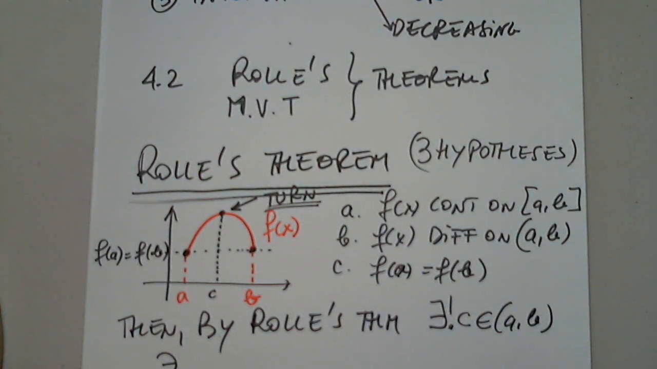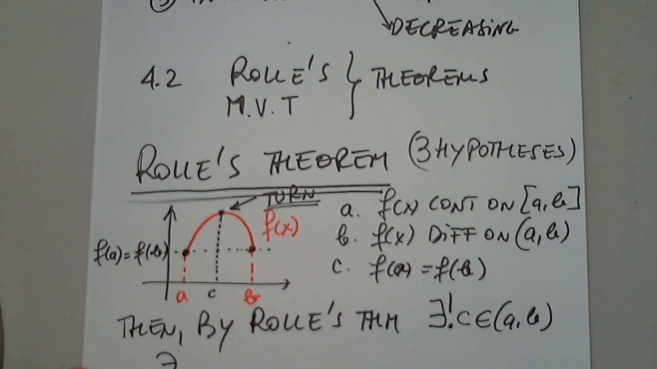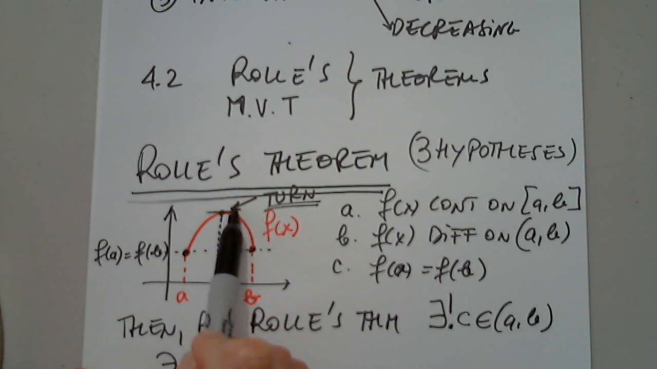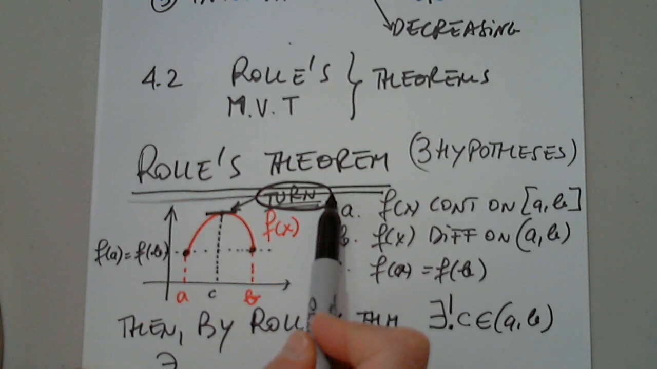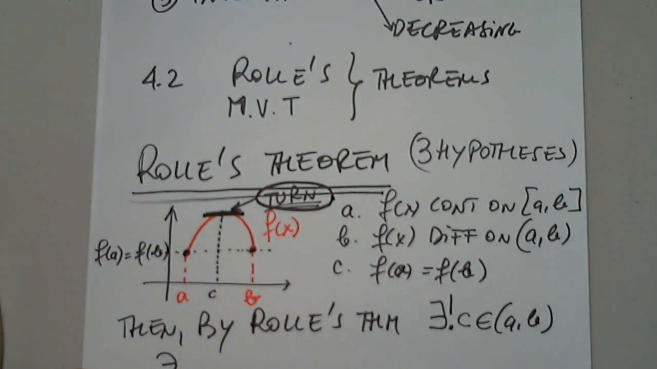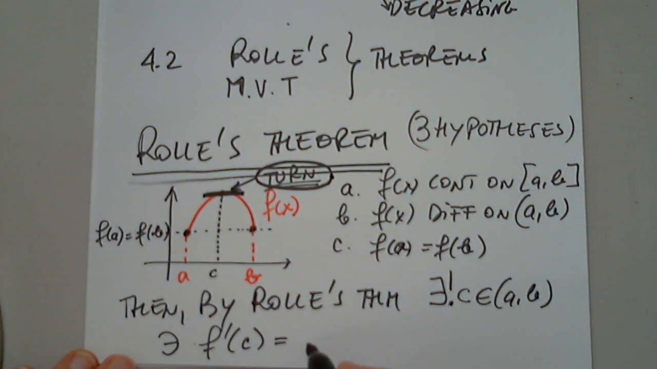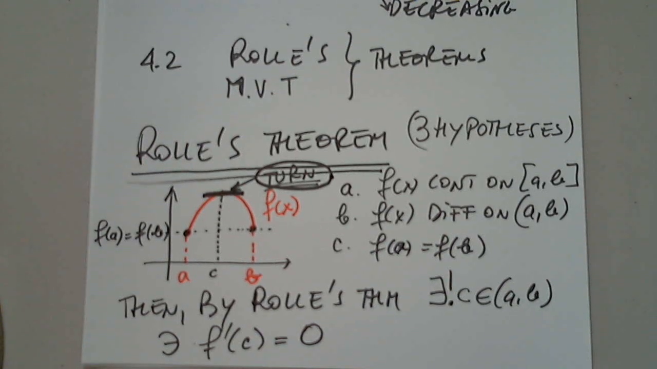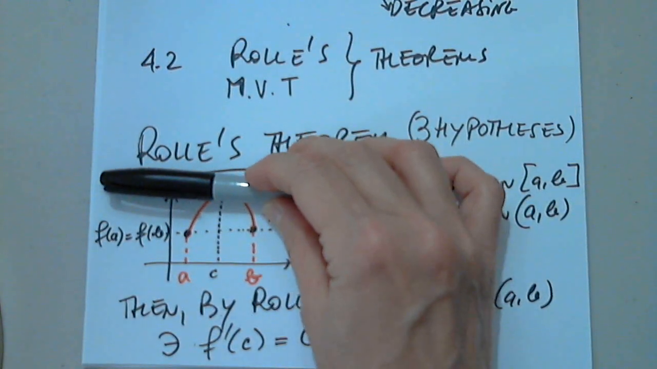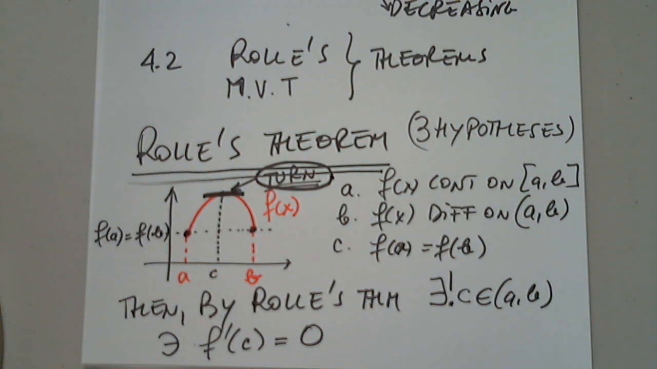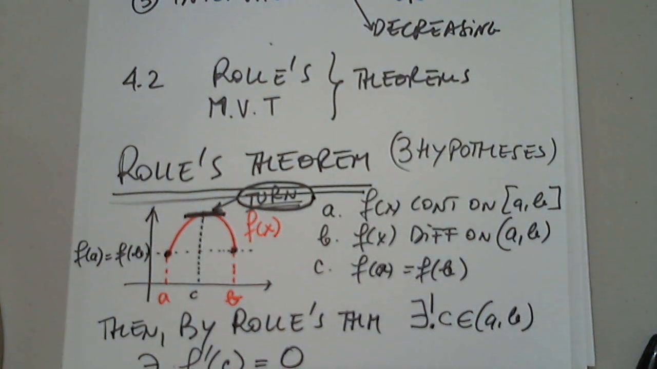Then by Rolle's theorem, there exists at least one c in the open interval. We know there is at least one such that what? And here's my hint. That's what we mean by turn. The tangent line of f at c, f prime of c, if it's a turn, there is only one possibility. 0? Exactly. F prime at that point has to be 0. The slope of the tangent has to be 0 as we discussed. Awesome. So let's see an example of this.